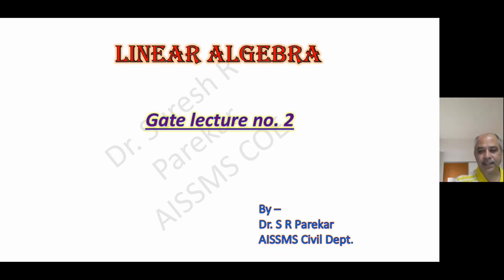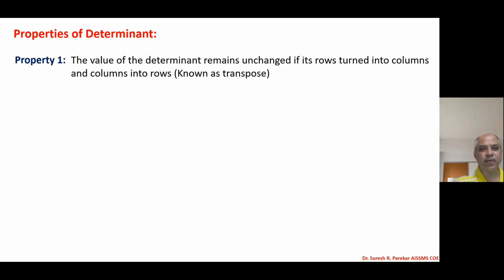Now we have the second lecture, which is on properties of determinants. We have 7 properties. First property: the value of the determinant remains unchanged if its rows turn into columns and columns into rows. When we convert rows into columns, that is known as transpose.